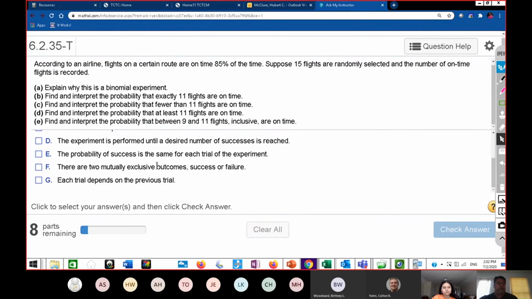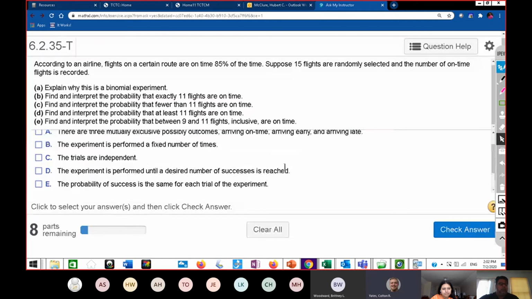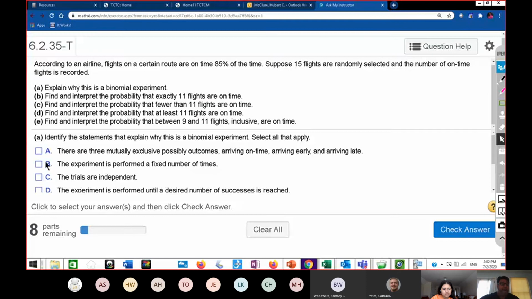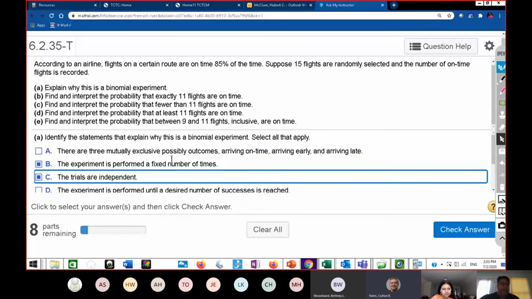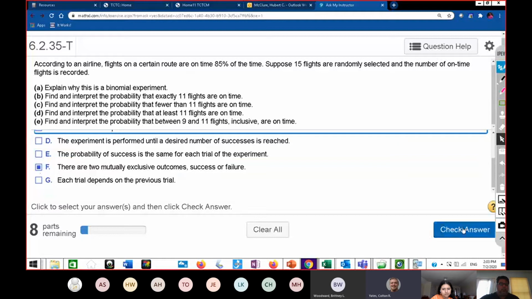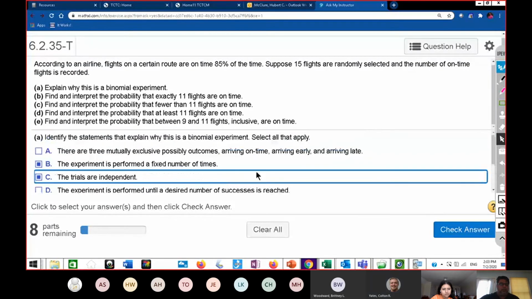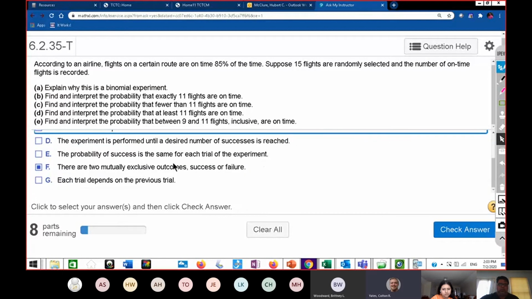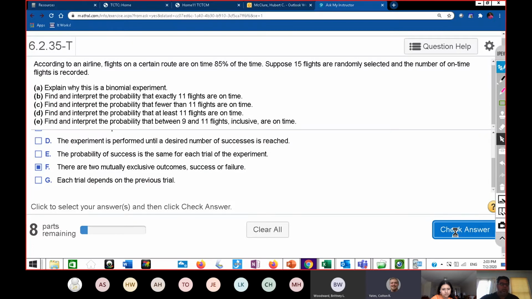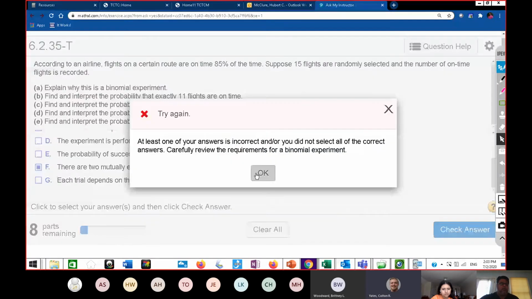There are 2 mutually exclusive outcomes, success or failure. I would say that's true. Well, there might be another one. Yeah, there's like 3 you got to select. Oh, there's 3. Okay. There's a fixed number of trials. The trials are independent. And performed a fixed number. Oh, there's 4 total. There are 2 mutually exclusive. The probability of success.